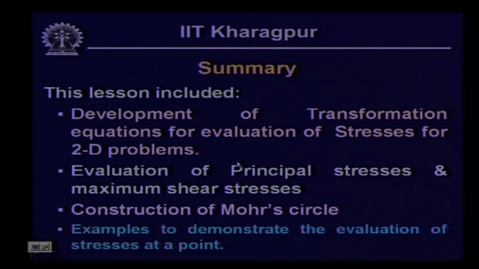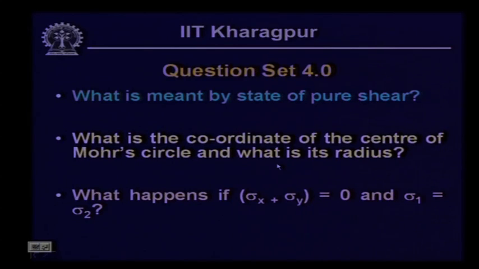Well, to summarize what we have done in this particular lesson, we have developed the transformation equations for evaluation of stresses for 2-dimensional problems, evaluation of principal stresses and maximum shear stresses. We have shown how to construct a Mohr circle for evaluation of the stress, and some examples to demonstrate the evaluation of stress at a point, and some examples I have set for you to solve. And these are the questions: what is meant by the state of pure shear, what is the coordinate of the center of Mohr circle and what is its radius, and what happens if sigma x plus sigma y equals 0 and sigma 1 equals sigma 2. We will discuss these questions in the next lesson.